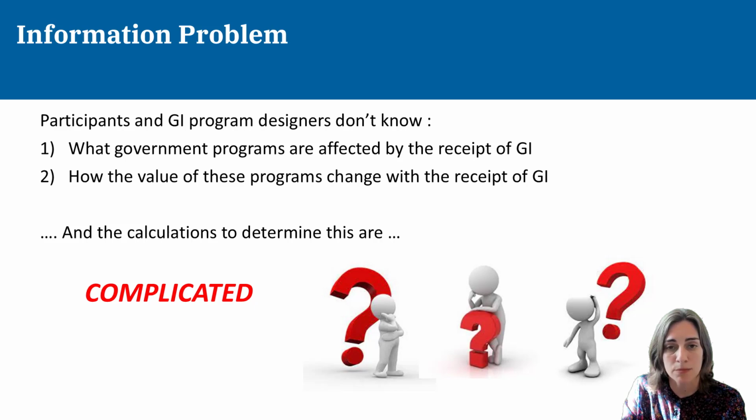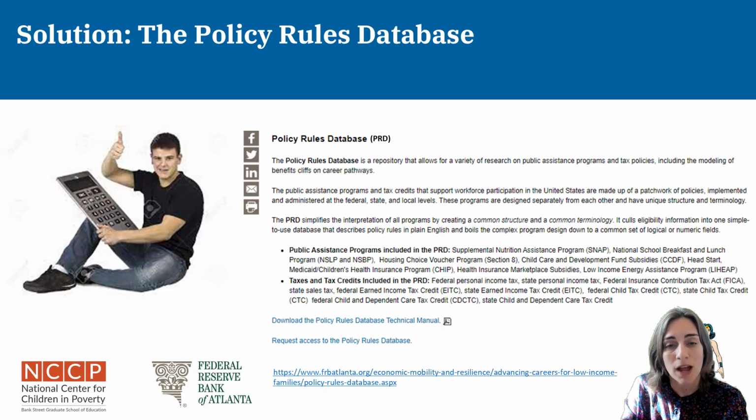Participants and guaranteed income program designers alike don't know what programs are affected by the receipt of guaranteed income, because when guaranteed income is structured as gift income, it counts as income towards some, but not all of the government assistance programs. Participants and program designers also don't know how the value of these programs change with the receipt of guaranteed income. And the calculations to determine this are very complicated. But we have a solution.